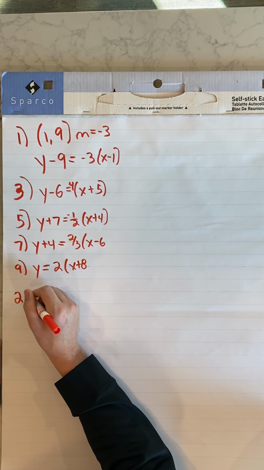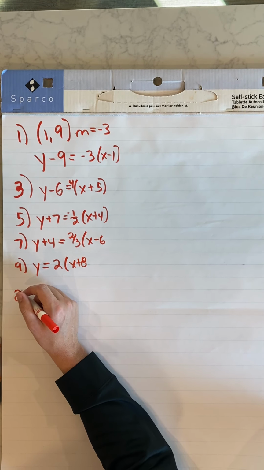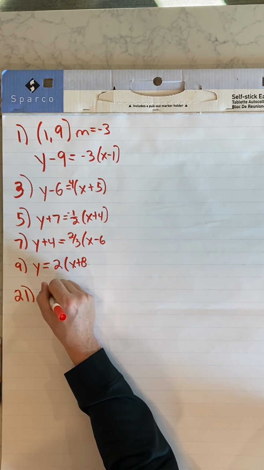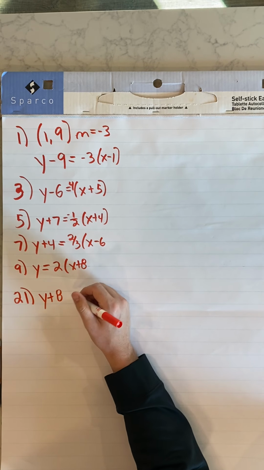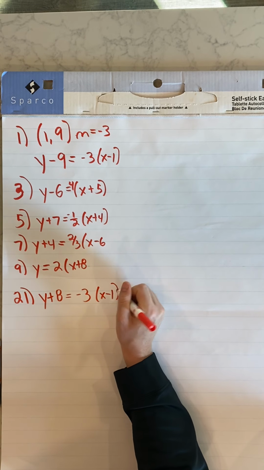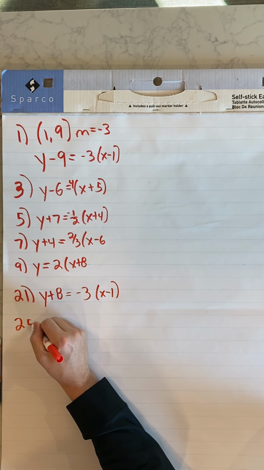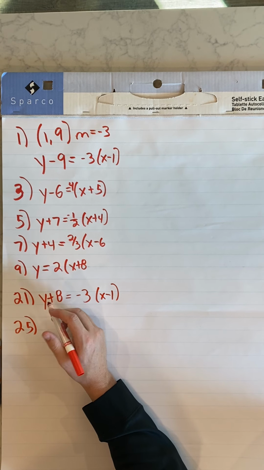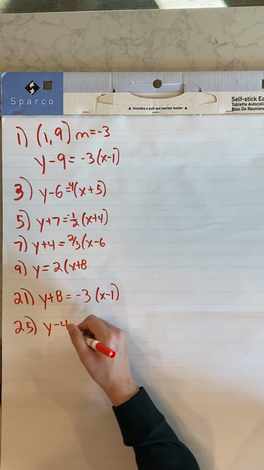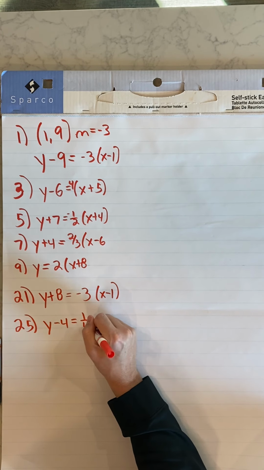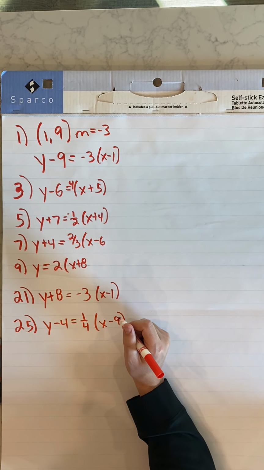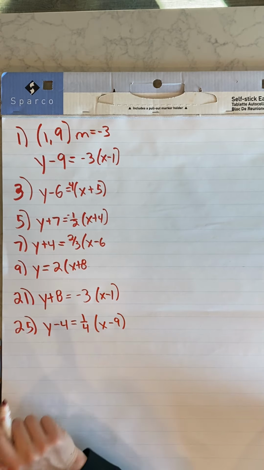Let's go to 21. y plus 8 equals -3 times the quantity x minus 1. So 25. y minus 4 equals 1/4 times the quantity x minus 9. And in order to do 25, I'll solve it out for you real quick.